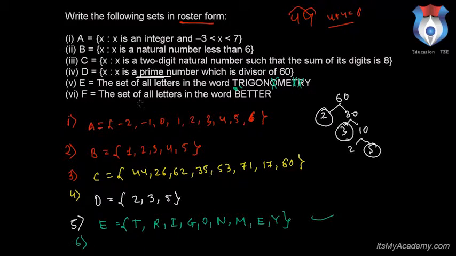So the sixth one. Now F, the set of all letters in the word better. F is another set which includes B. So first write B, and then E, and then T. T is repeating again, so I'll cancel this. One more time, E is repeating, I'll cancel this, and R, right? So this is the set of better. We don't repeat the letters while writing the set. I've already mentioned this is the way of representing.